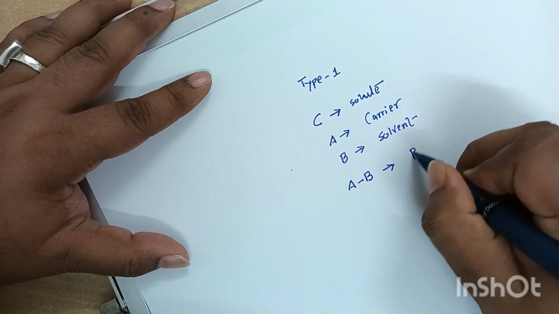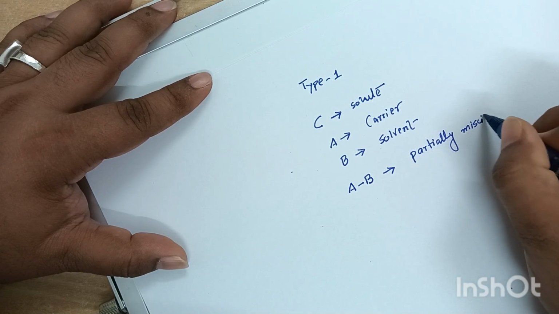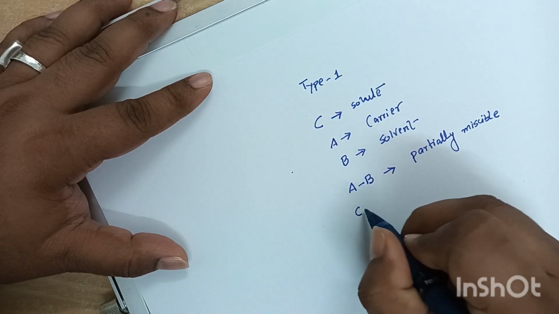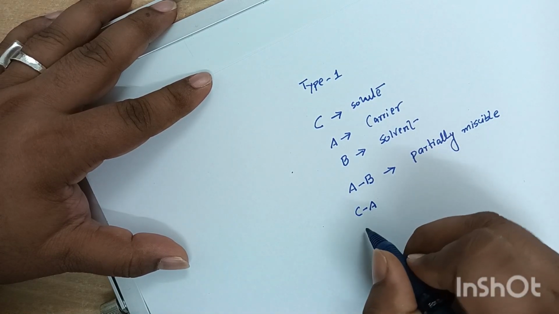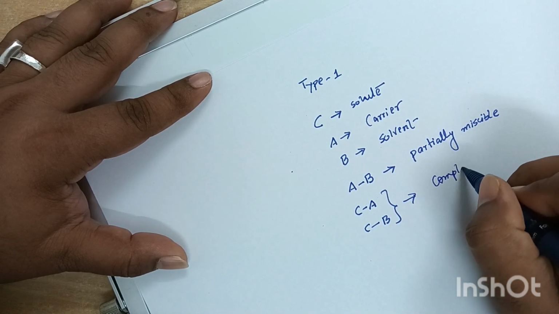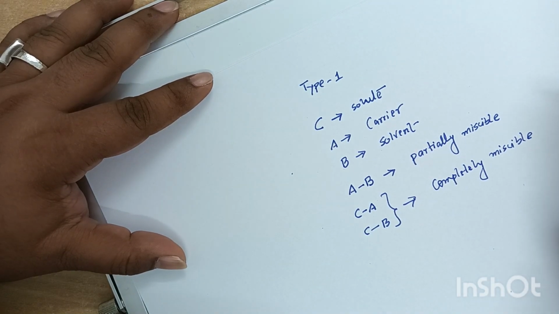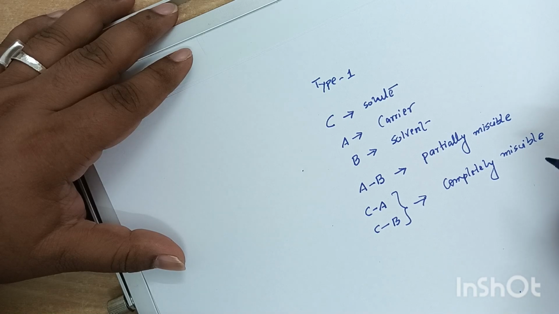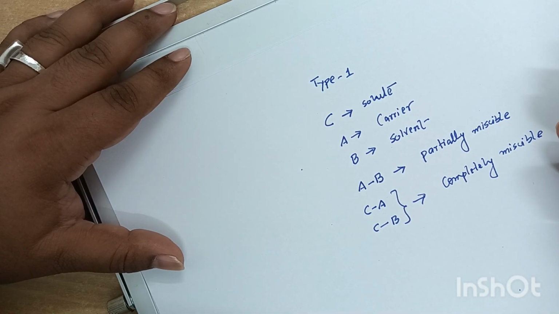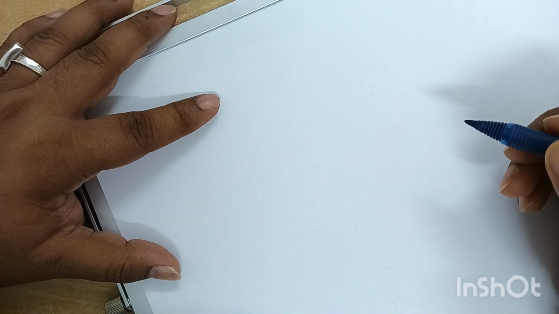Okay, so this combination is partially miscible, whereas the other two pairs, the solute in carrier and the solute along with the solvent, are completely miscible into each other. So that's a typical type 1 ternary system condition. Now based on this condition, when you carry out the liquid-liquid equilibrium study, we come across a typical binodal type of liquid-liquid equilibrium plot.